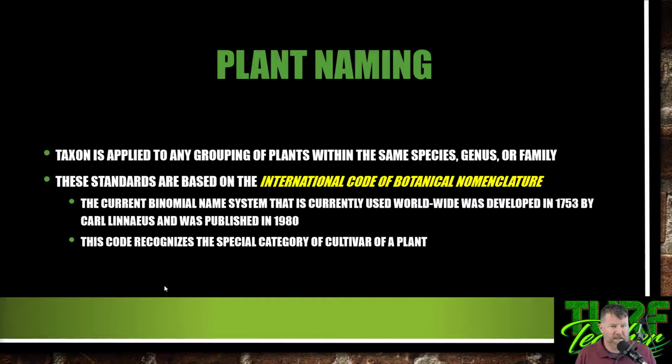And so, with plant naming, taxon is applied to any grouping of plants within the same species, genus, or family. These standards are based on the International Code of Botanical Nomenclature, and the binomial name system that is currently used worldwide was developed in 1753 by Carl Linnaeus and was published in 1980. And the first time I heard this guy's name was in that same class. But this code recognizes the special category of cultivars of a plant.